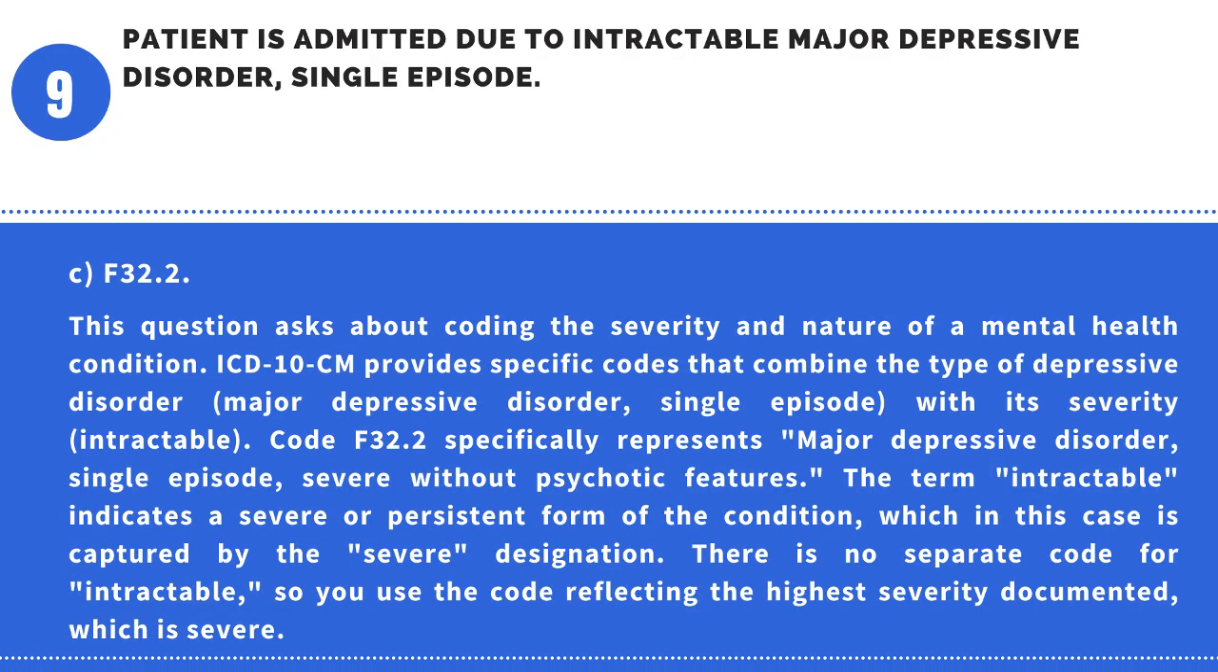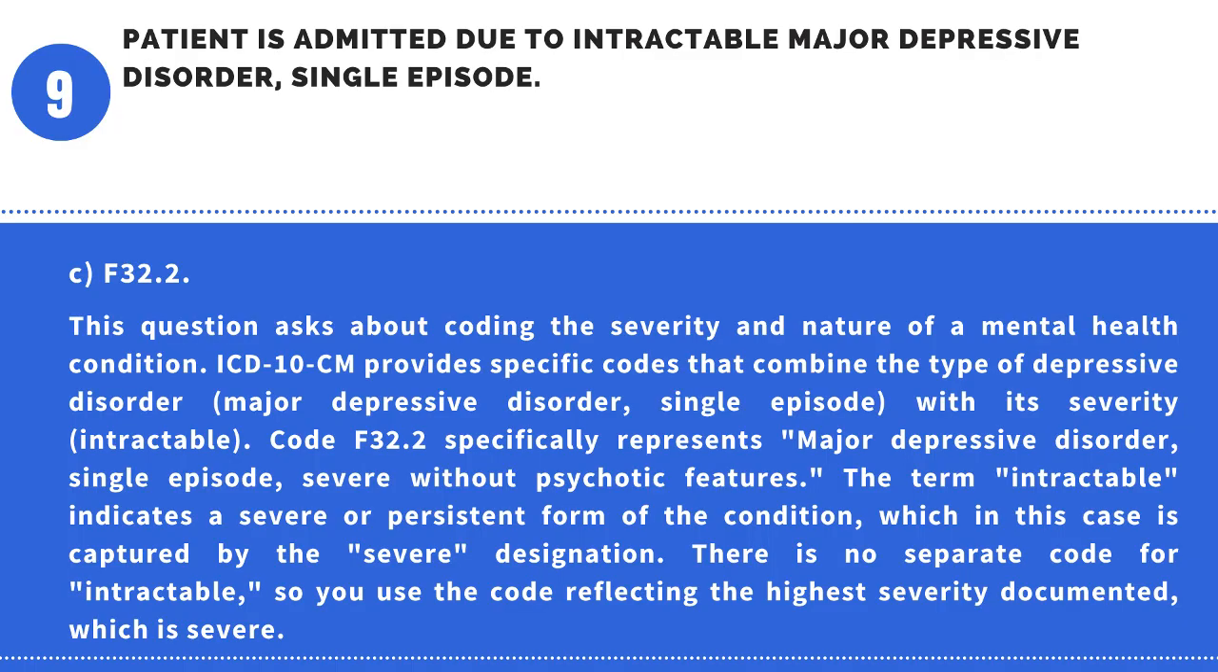Answer: C. F32.2. This question asks about coding the severity and nature of a mental health condition. ICD-10 provides specific codes that combine the type of depressive disorder, major depressive disorder, single episode, with its severity. Code F32.2 specifically represents major depressive disorder, single episode, severe without psychotic features. The term intractable indicates a severe or persistent form of the condition, which in this case is captured by the severe designation. There is no separate code for intractable, so you use the code reflecting the highest severity documented, which is severe.